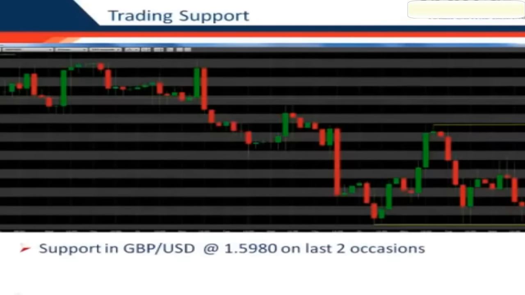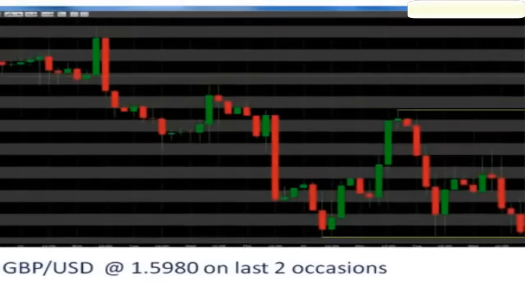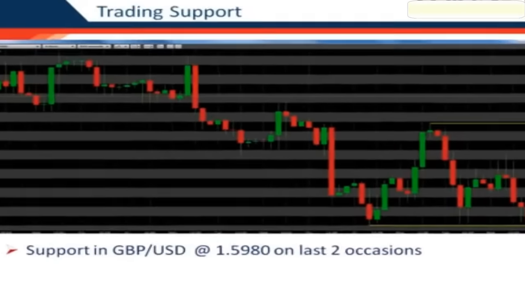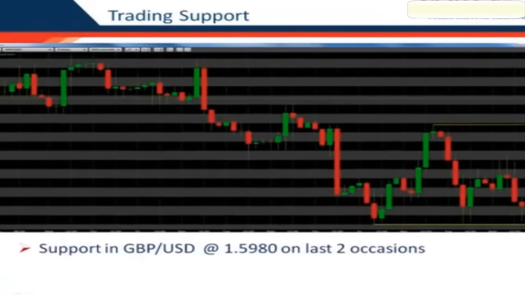Let's start off by looking at trading support. As can be seen in the chart above, support at 159.80 is held in the sterling on 2 previous occasions, and the market is now trading back towards that level, so traders have to assume that the buyers will be there again and look to be a buyer.